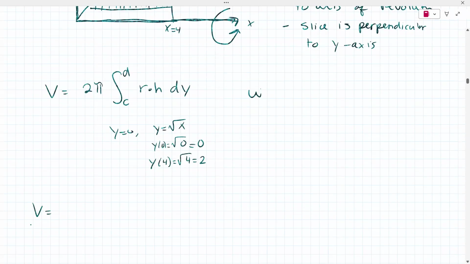So volume equals 2 pi times the integral from c to d. My lower boundary is 0, and my upper boundary is 2. Remember, we're in terms of y. Everything has to be in terms of y.